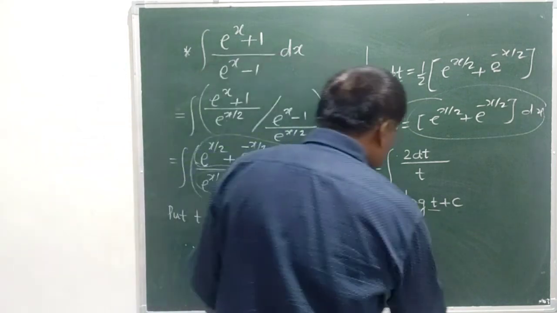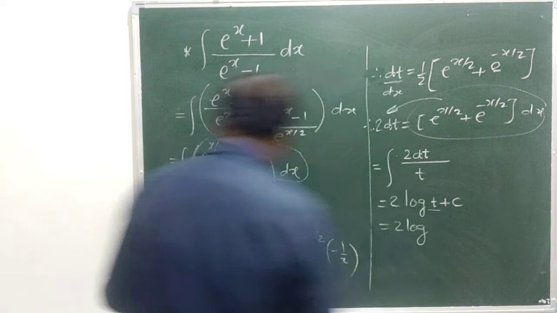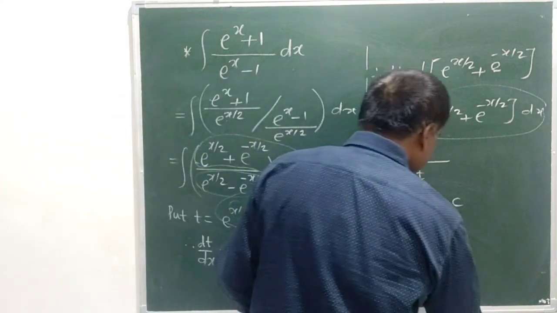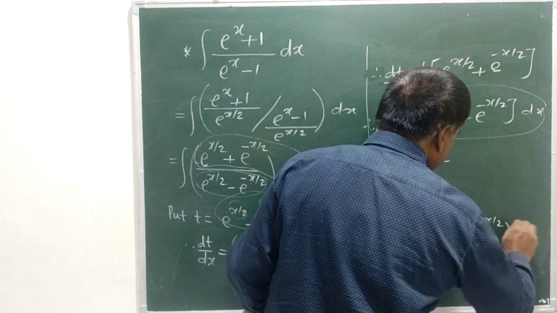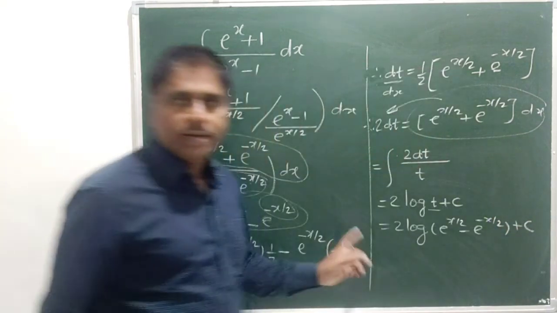2 log of t, means e^(x/2) minus e^(-x/2), plus c. This is the final answer.